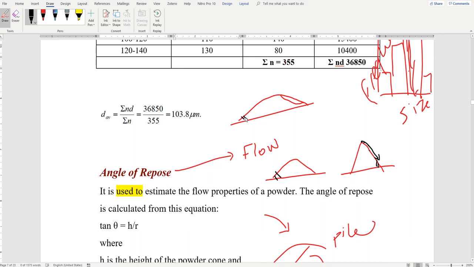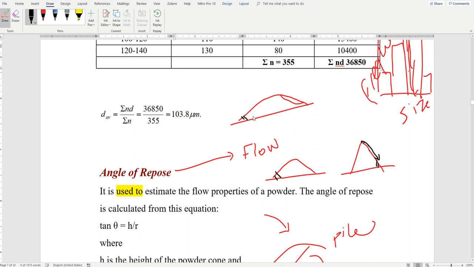What is the direct way of describing the flow of the powder? What is flow? What is the unit of flow? If you have a powder, you should say how many grams are flowing in 1 second or 1 minute. But when you're looking at the angle, it becomes an indirect way of describing the flow.